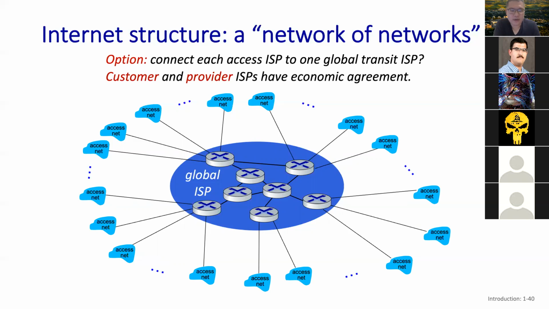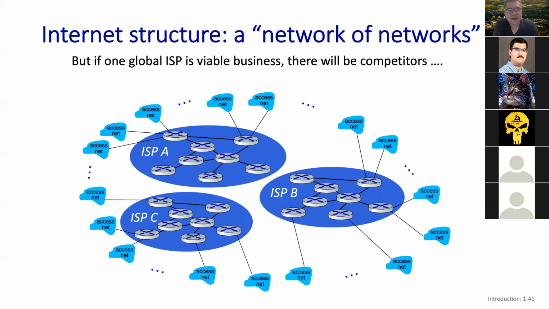And this is only about the global ISP, right? You still remember we have the regional ISP, we have the different levels of ISP, right? So for example, there are multiple global internet service providers, right? Because they are competitors, they want to do their own business. So you can see that in this example we have 3 ISPs, right? And each access net connects to different ISPs.